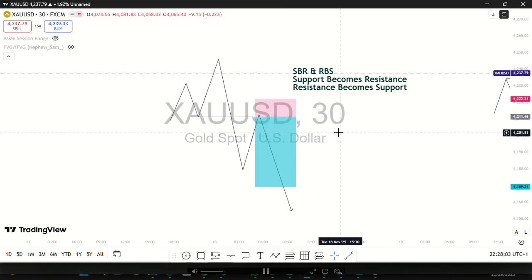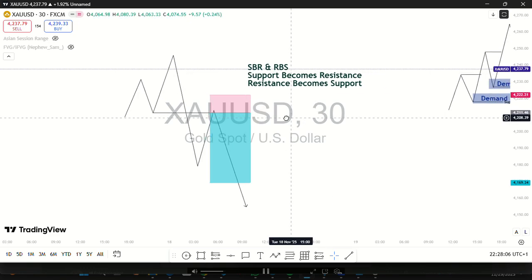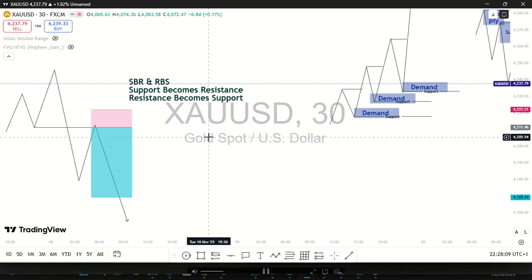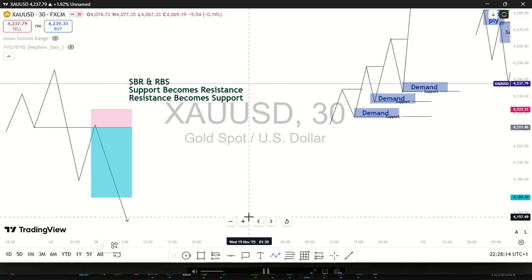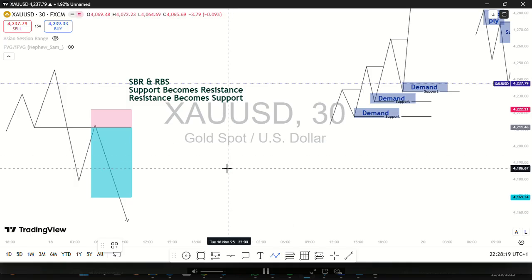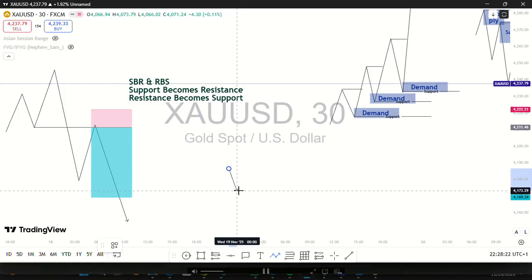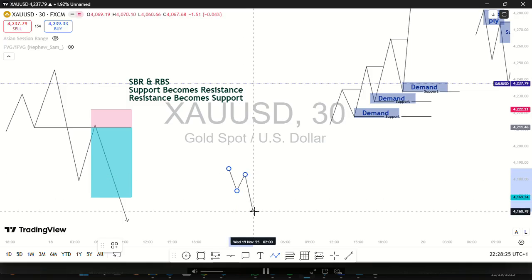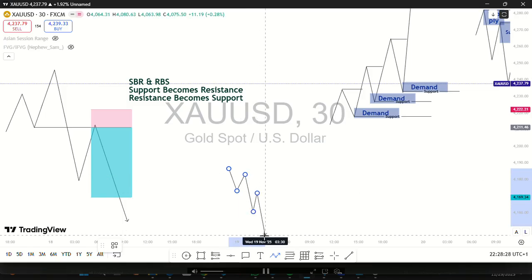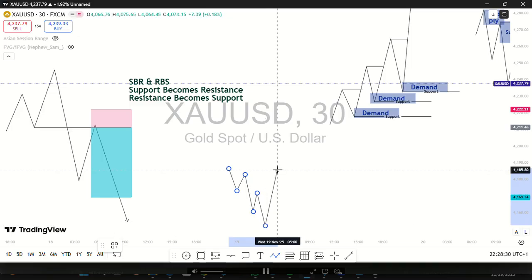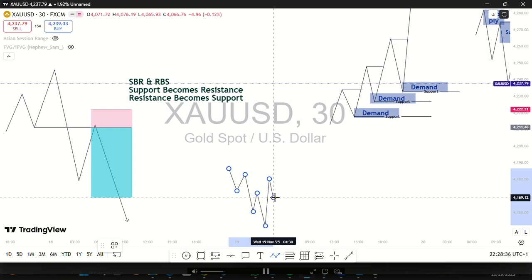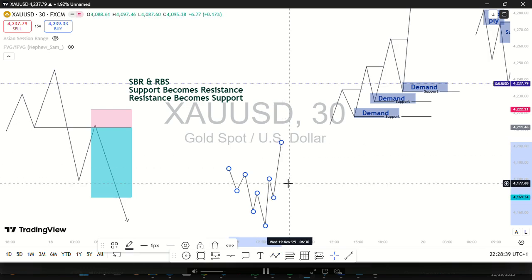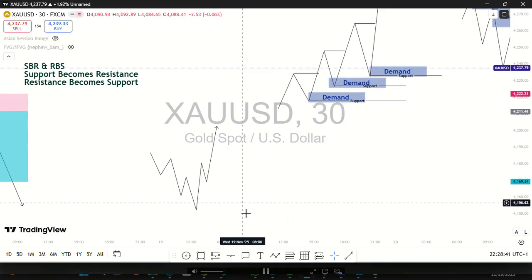So this is an example of SBR, and in the case of RBS, resistance becomes support. That is for a previously bearish market. For instance, the market was crashing here, here, here. Then all of a sudden, the market does this. Now what will happen is the previous resistance will become the new support, and this is what I mean.